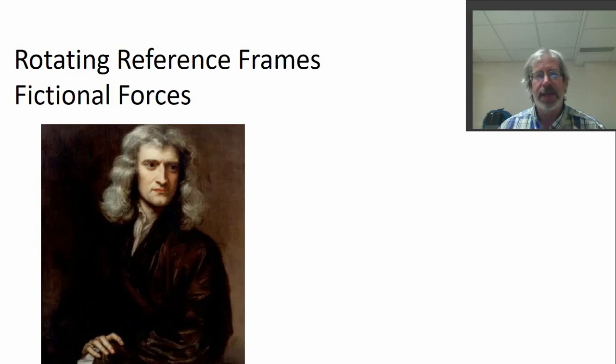Hi. In this video, we're going to discuss topics from Chapter 10 in Thornton and Marion, rotating reference frames and fictional forces. A great example of a rotating reference frame is Earth. Earth is a rotating reference frame. And when you have an accelerating frame like that, Newton's laws of motion are supposed to be with respect to inertial frames, non-accelerating frames. So how do we deal with that? Usually we don't really worry about that, but we might have to.